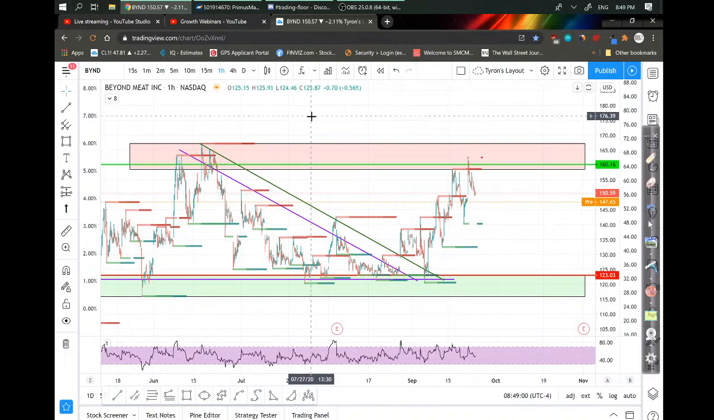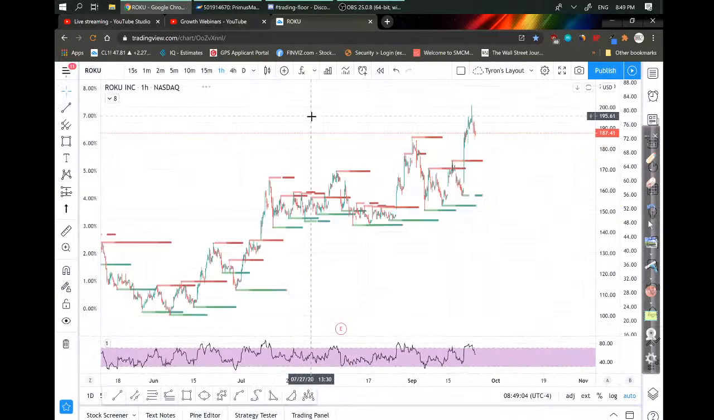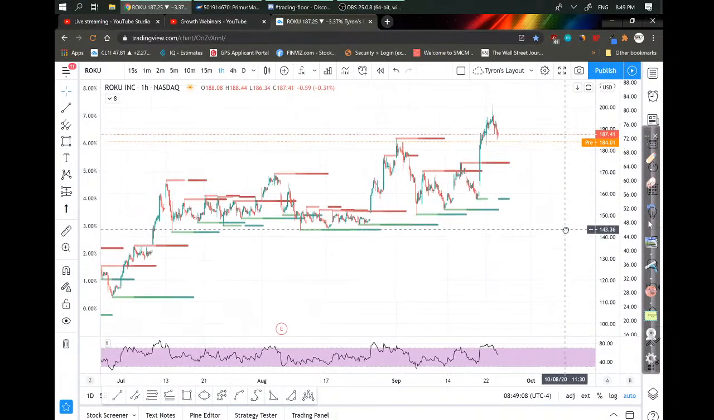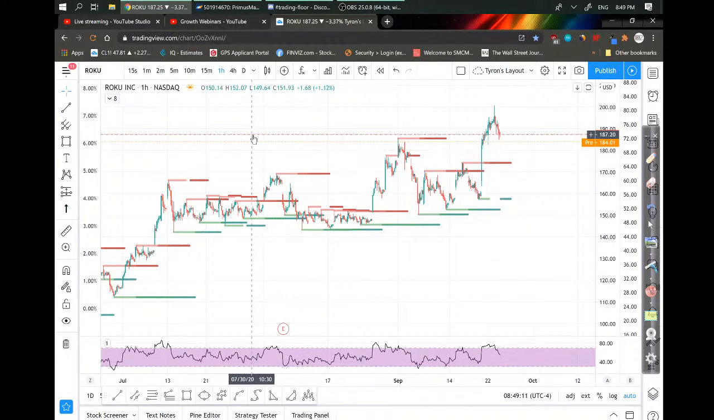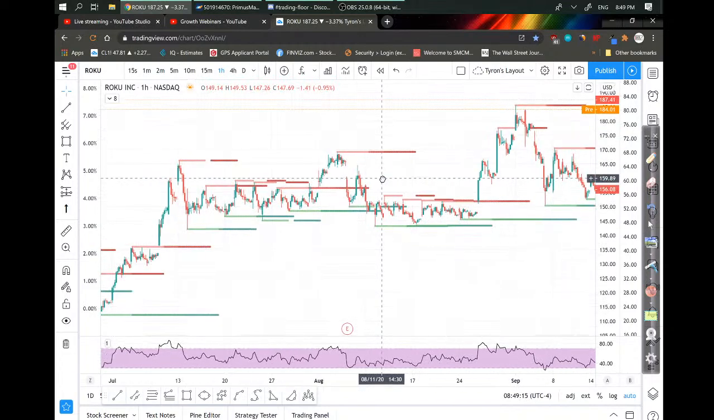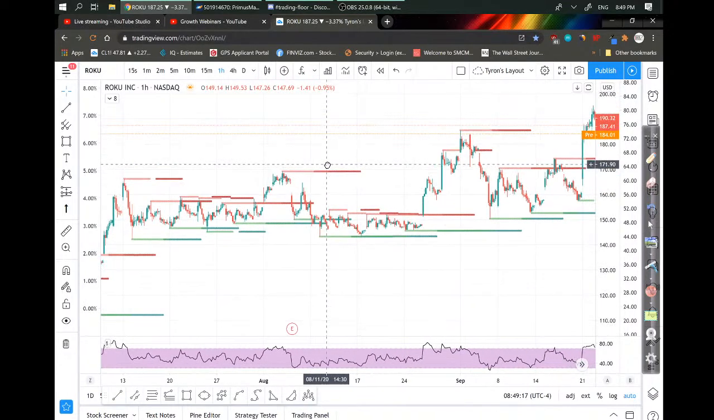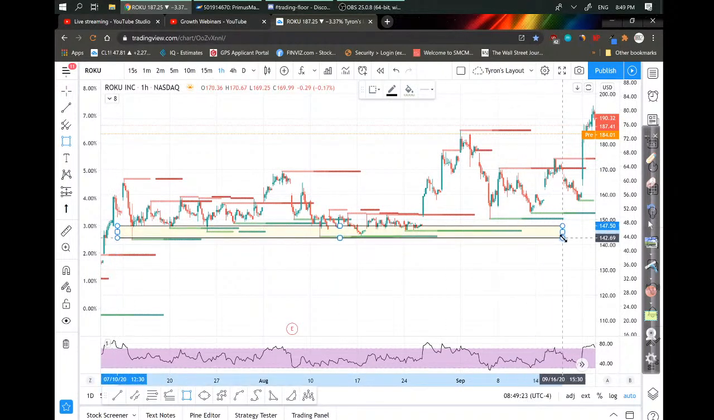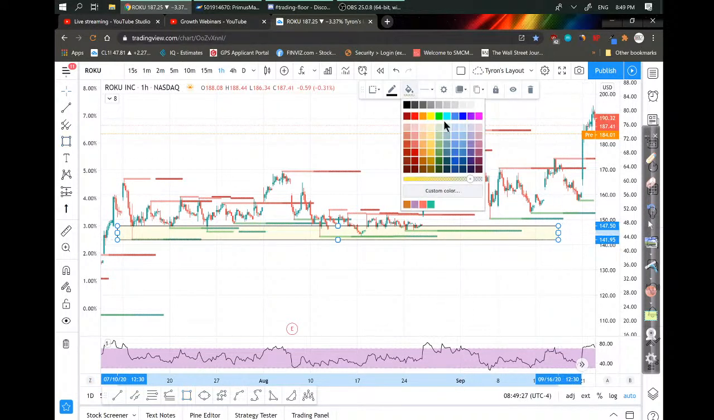I want to show you how to do it on maybe a different ticker or something else. Roku maybe, we haven't done it in Roku. Let's see. Yeah, so up here, okay, so this would be another one up here. So this point here, you can see a clear demand zone here, right? This is your demand zone. And I'm going to make that green.